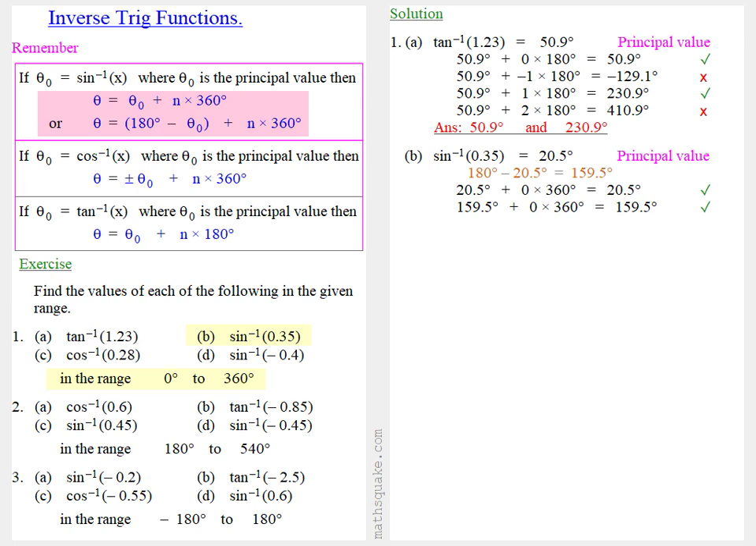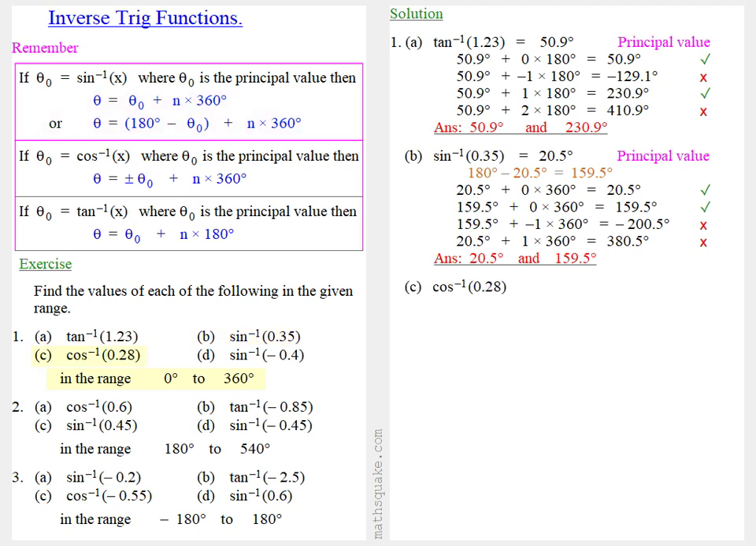However, if we let n equal minus 1, then the largest angle we have is 159.5 minus 360 degrees, which is minus 200.5 degrees, which is too low, it's below 0. And if we take n is plus 1, we have the smallest angle is 20.5 plus 360 degrees, which is 380.5 degrees, which is too large. And so the possible solutions are 20.5 degrees and 159.5 degrees.